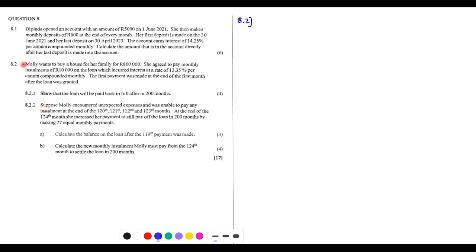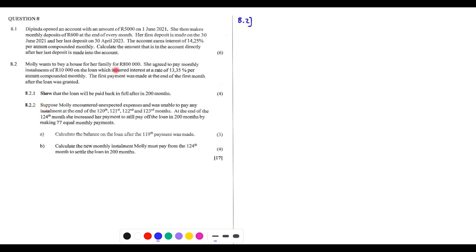Molly wants to buy a house for her family for 800,000. She agreed to pay monthly installments of 10,000 rands on the loan, which incurred interest at a rate of 13.35% per annum compounded monthly. The first payment was made at the end of the first month after the loan was granted.